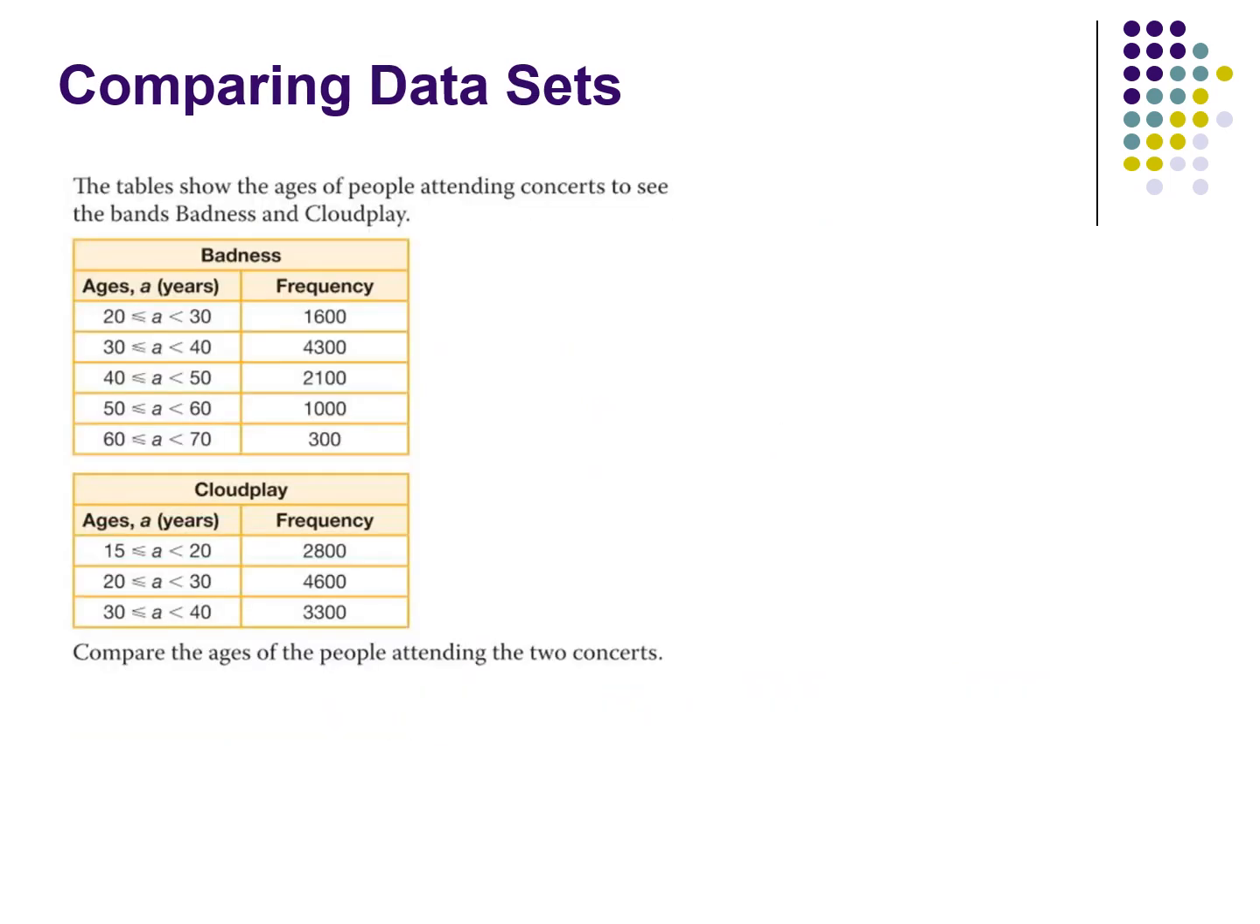Okay, so let's have a look at one example for doing this. So I have got two sets of data here. Always have a read to see what the data is all about. It's about ages of people attending a couple of concerts. Okay, so we've got the two ages of people, the two sort of ranges of ages there. And all the question says is compare the ages. So they are looking for you to compare two things.